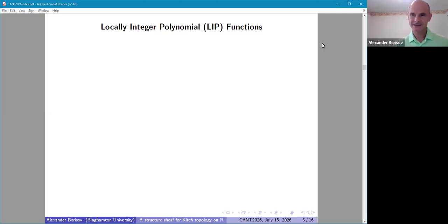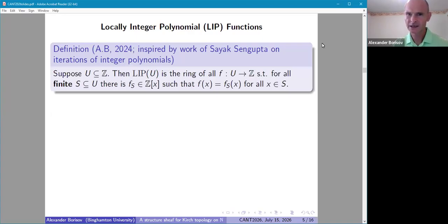And this is actually something that I thought of slightly before I learned of Kirch topology, early 2024, inspired by work of the same Sayaks and Gupta, an iteration of integer polynomials. So I'm going to call these local integer polynomial functions, or lib functions for short. For any U, a subset of Z, consider the ring of functions to Z that have the property that on every finite subset, they are given by a polynomial with integer coefficients.